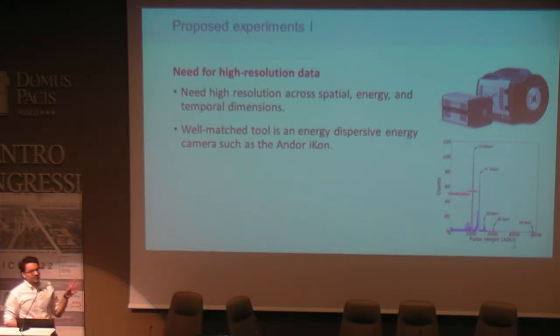I mentioned earlier the shortcomings of the regular X-ray camera, and those could be addressed by moving to an energy dispersive X-ray camera. With an energy dispersive X-ray camera, for every pixel, you get a spectrum. So you have high resolution in the spatial domain, higher resolution than with our raster scan, which is slow. You have high resolution in the energy domain, and you have high resolution in the temporal domain. So this would be a well-matched instrument to further characterize and study these effects.